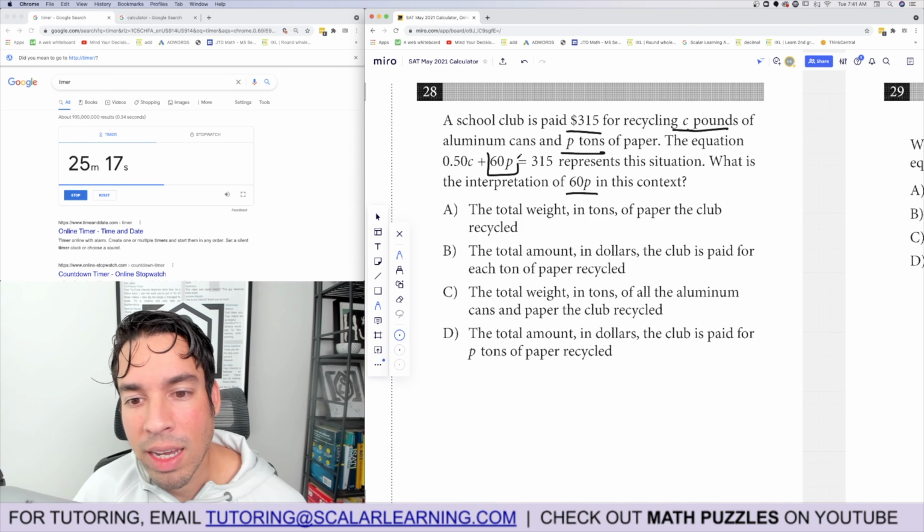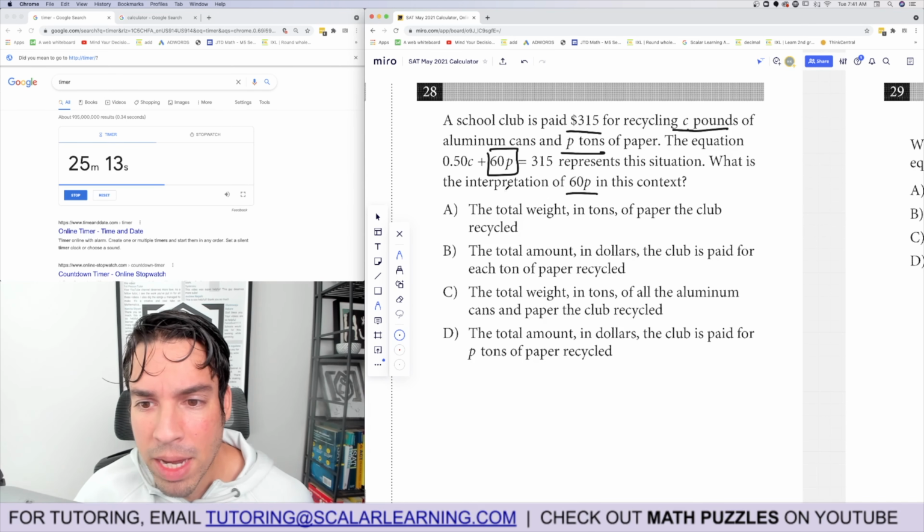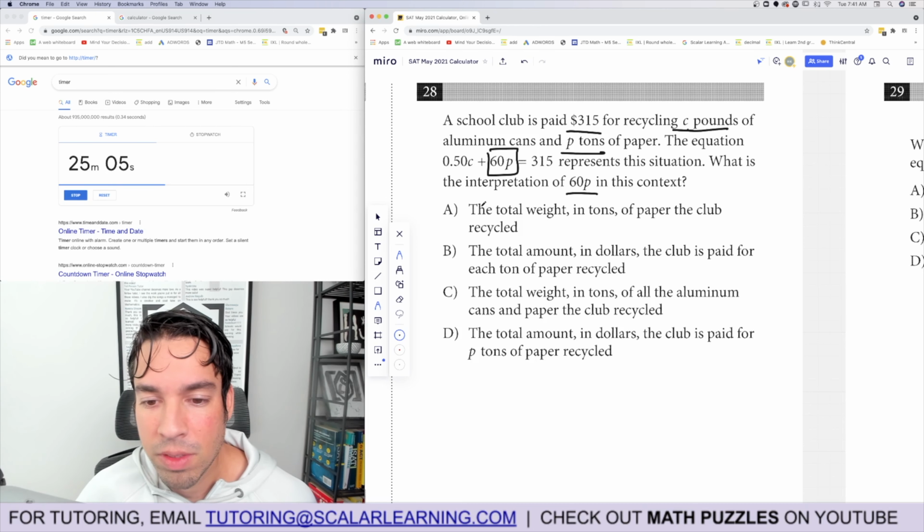So what does this thing in total represent? That's the total amount of money we're making from the paper. So if I got three pounds of paper, I'm making $180. I wonder if that's even true or realistic. It's not the total weight. This is the total money.